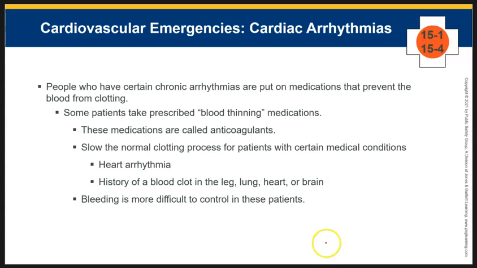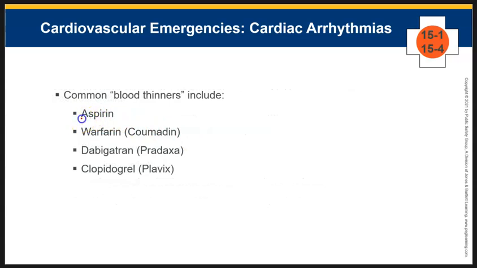Some of these chronic arrhythmias may be put on medications that prevent the blood from clotting, so no further ischemia may occur. We think of these as blood thinners. By slowing the normal clotting process, we can address certain medical conditions. Common blood thinners may include a daily aspirin, warfarin or Coumadin, or Plavix or Pradaxa. We see these as essentially trade names. The generic names are listed here.